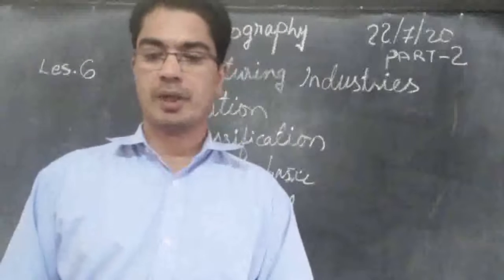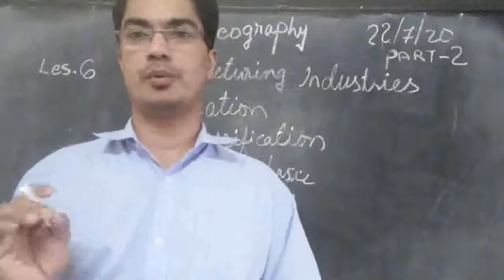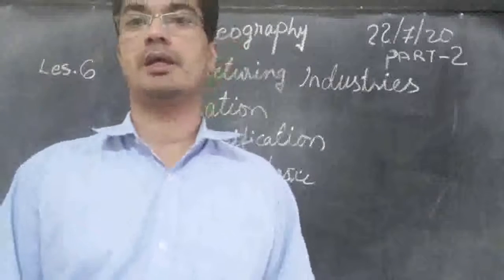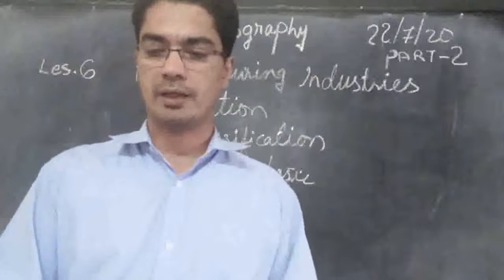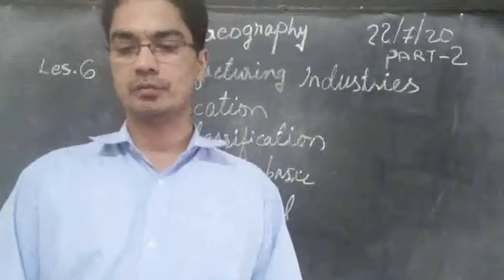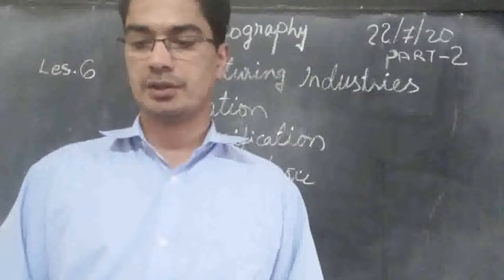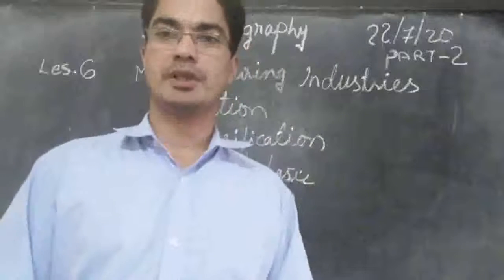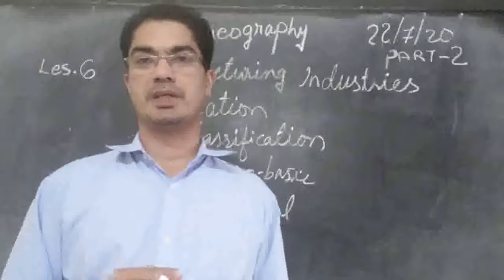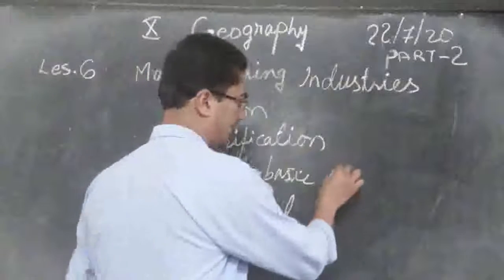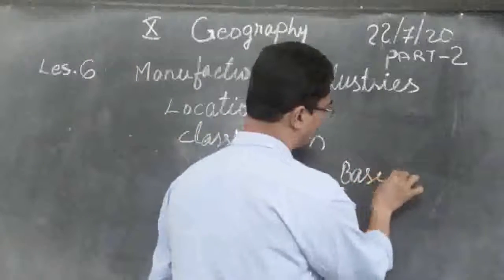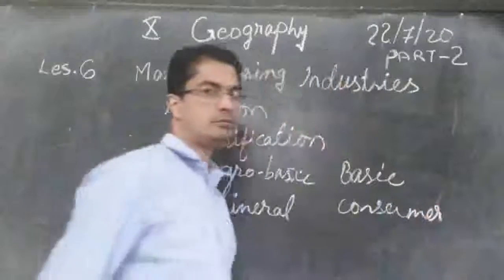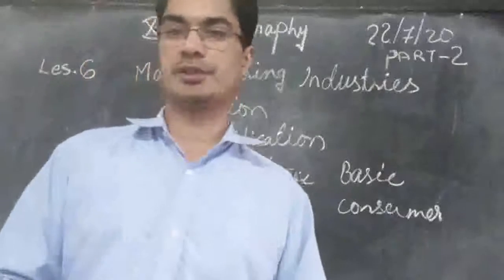Then according to their main role, the industries are playing a role. So depending on what role they are playing, we can divide them into different categories again. We can divide them into basic or key industries, or consumer industries. So the two types of industries that we can give are basic industry or consumer industry.